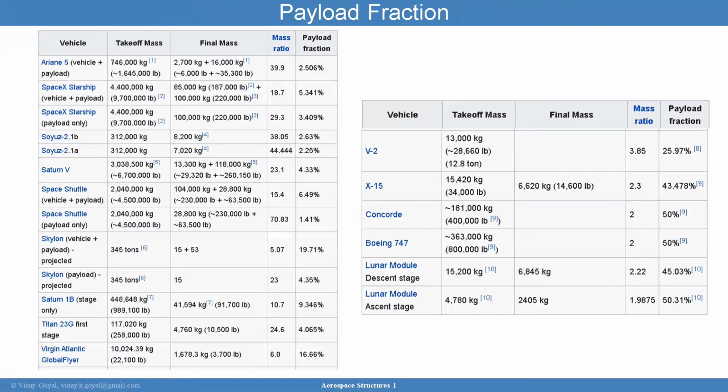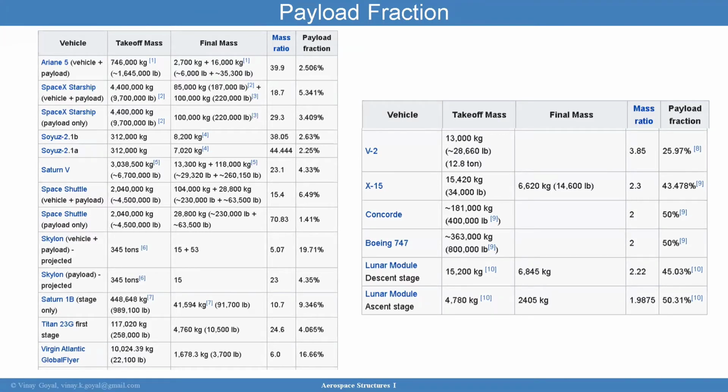We want to then look at payload fraction. It's quite nice to see that information. So look at the Ariane 5, we're looking at 2.5% payload fraction. The SpaceX Starship is 5.3%, and then the SpaceX Starship with payload alone is 3.4%. The Russian rockets are in the 2.6%, and the space shuttle was near 6%.